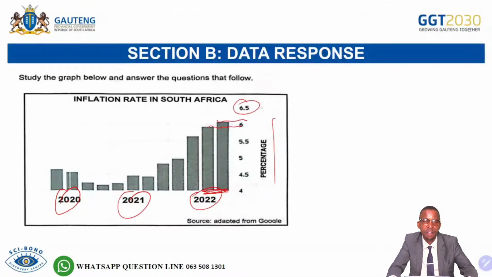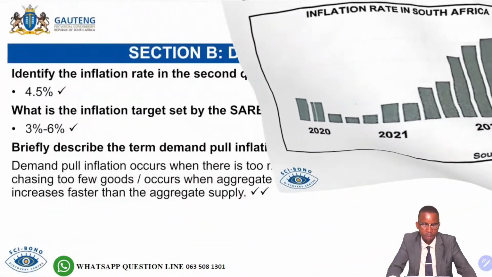Be aware that if inflation is above the target, the state must intervene. The South African Reserve Bank must intervene using restrictive monetary policy measures, and also the government must intervene using restrictive fiscal policy measures. Also, if it's cost-push inflation, the state must intervene by ensuring that there are no supply challenges and that there is more production of goods and services in the economy.